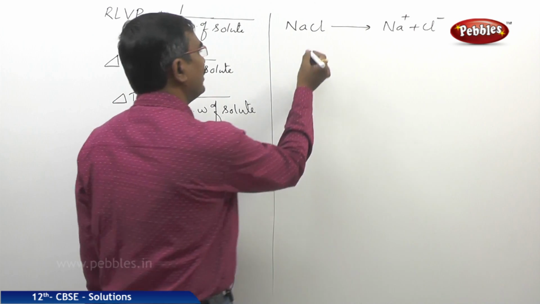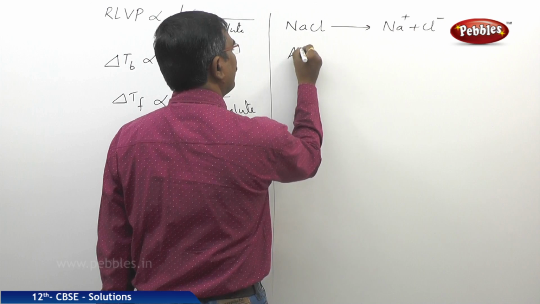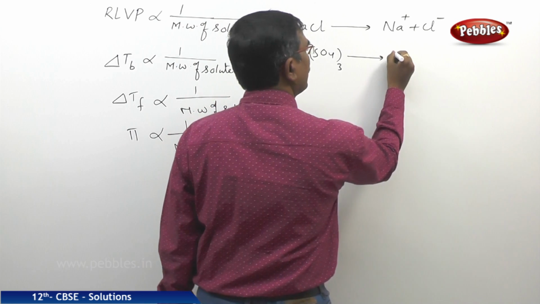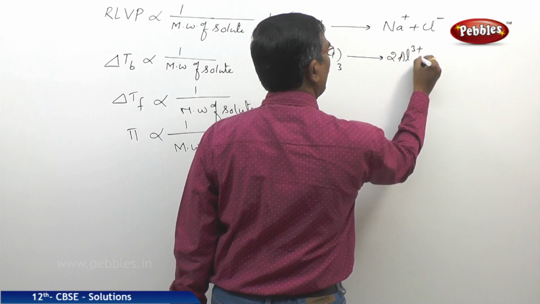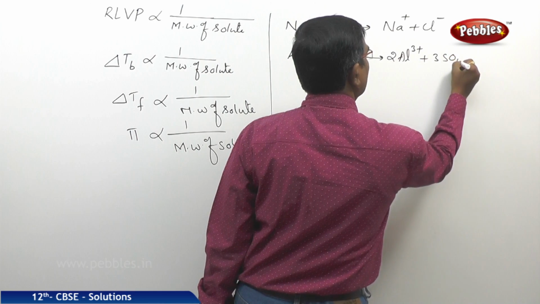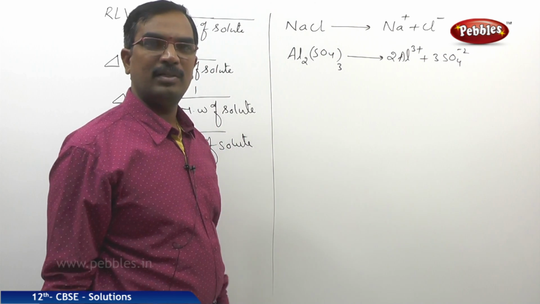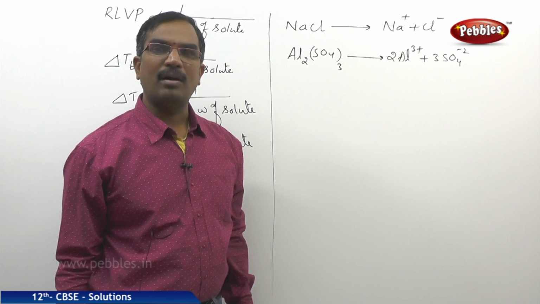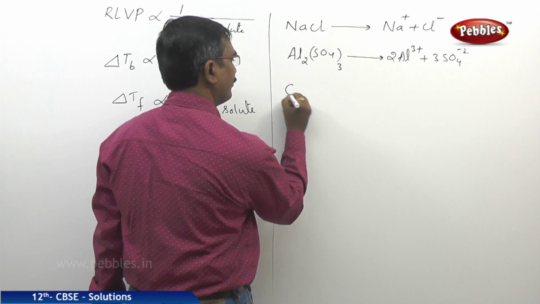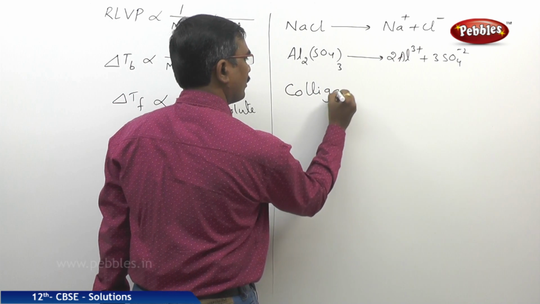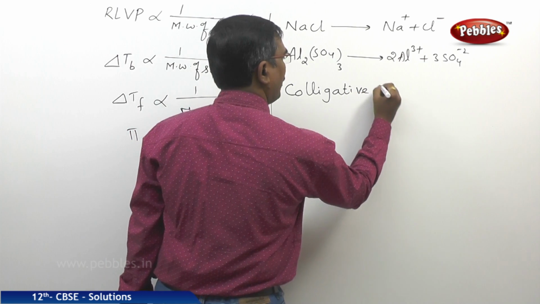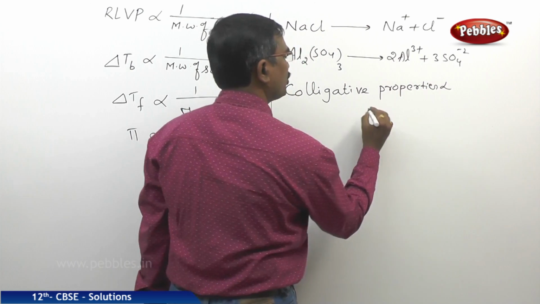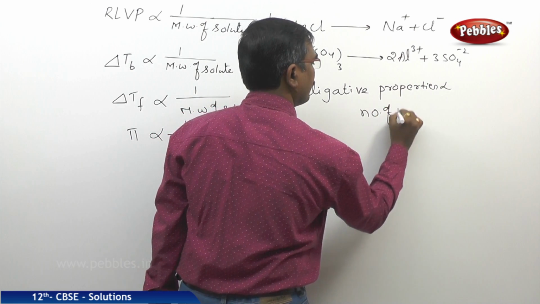At the same time, if I take aluminum sulfate, Al2(SO4)3, this will give the corresponding cation as aluminum ion and the anion as the sulfate ion. So this is able to give a total of 5 ions. As we are aware, all the colligative properties are proportional to the number of particles.